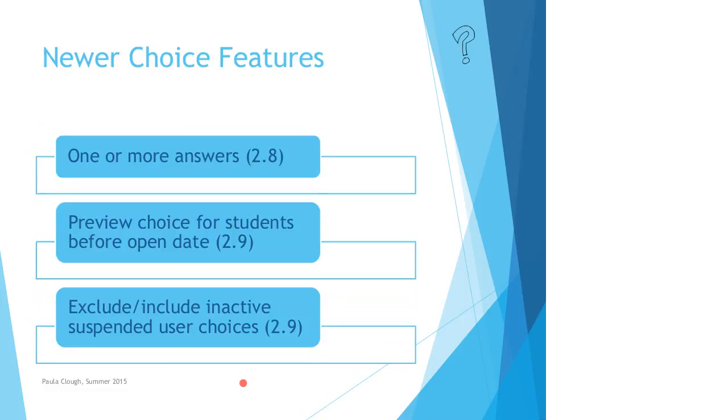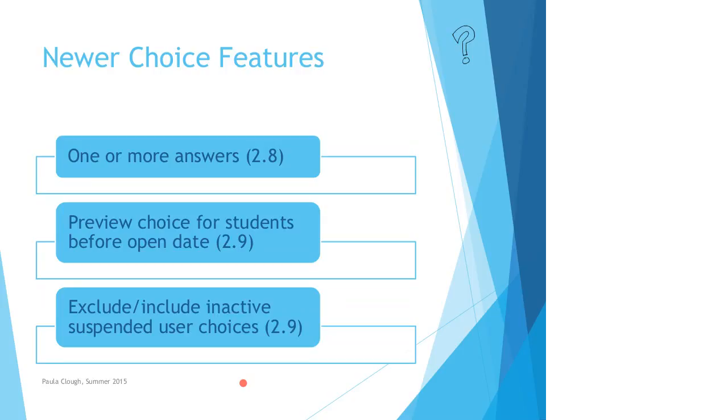Some newer features: if you have 2.8 or above, you can now choose more. You can set it up to choose more than one answer, and I'll show you some samples where that's really helpful. Also in 2.9, if you set up a start date for the students, you can also allow them to preview it ahead of time. So if it's something that they need to do some research on or some thinking about before they answer, you can give them that ability.